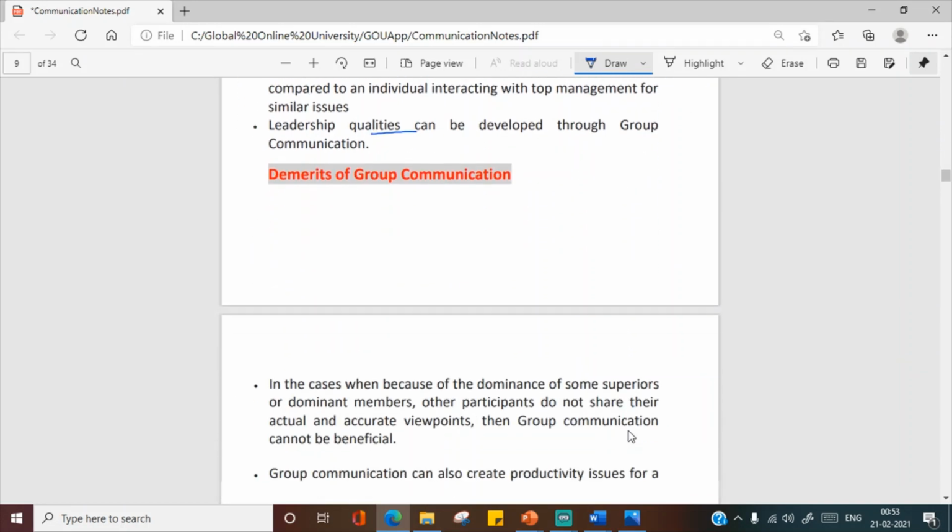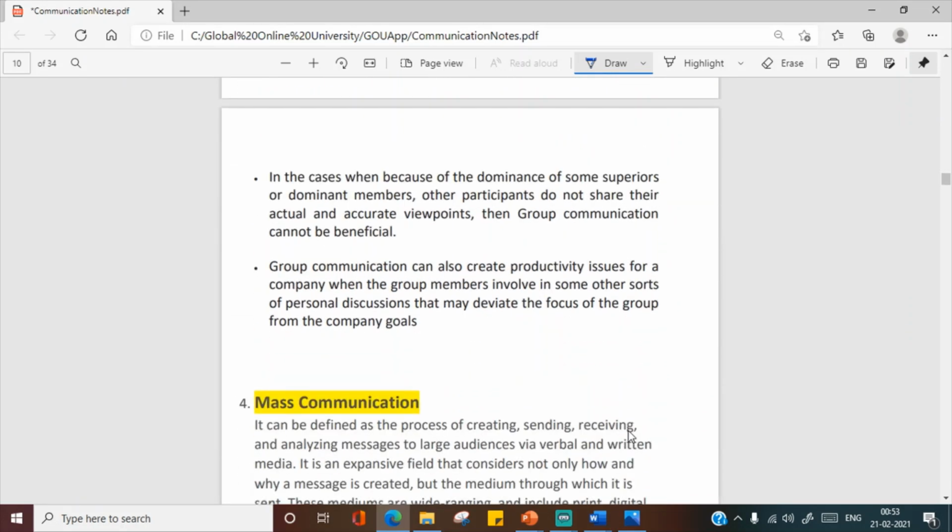Everything has a merit and a demerit. A few demerits of group communication are that sometimes, because of the dominance of some superiors or dominant members, other participants do not share their actual or accurate viewpoints. Sometimes what happens is, if some person is very bully or very dominant and doesn't listen to anyone, at that time there are some participants who are shy and hesitate to speak up.